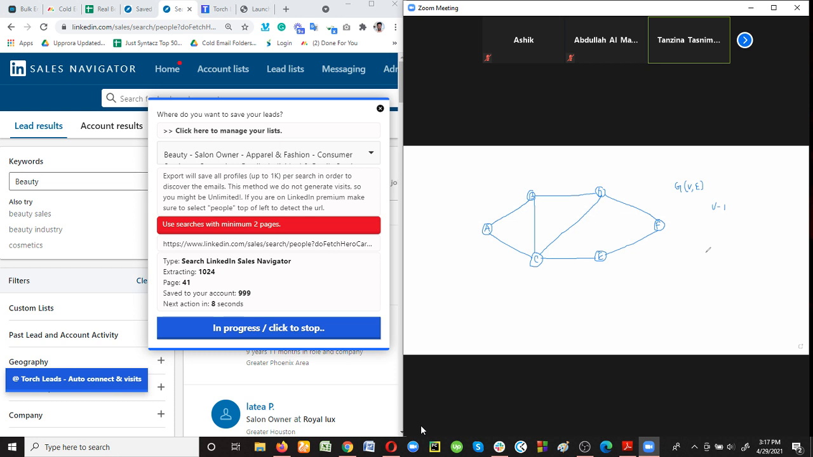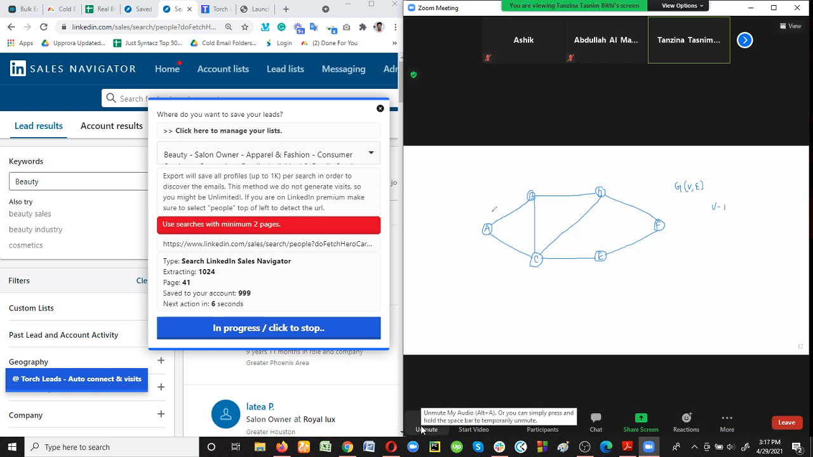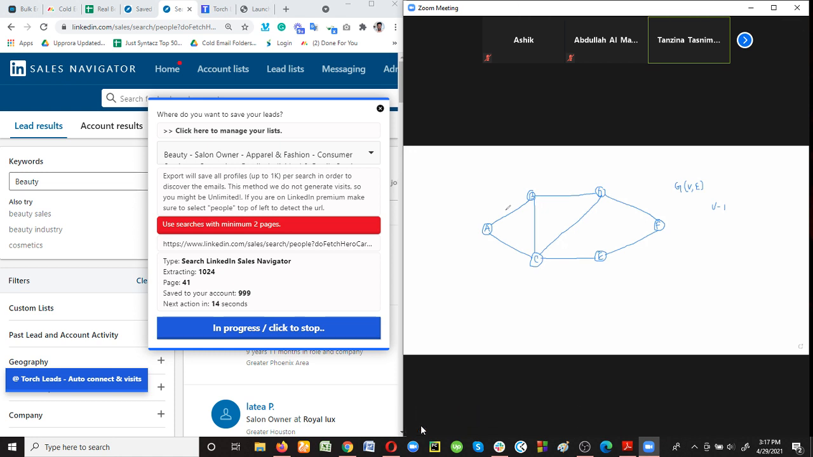But how can we find out whether this is the minimum spanning tree? At that time, we need some weights, right? That means we should assign some values to these edges. So suppose the value of this edge is 12, for this edge it's 7, then 4, then suppose 3, 1, 9, 15, and 3. So now this is a weighted graph.